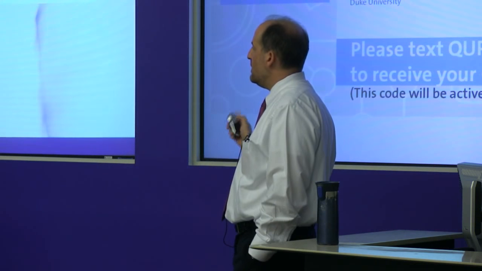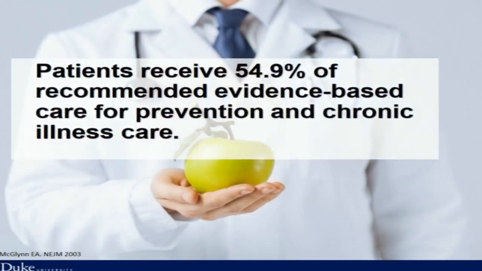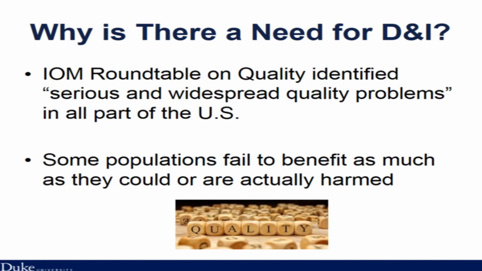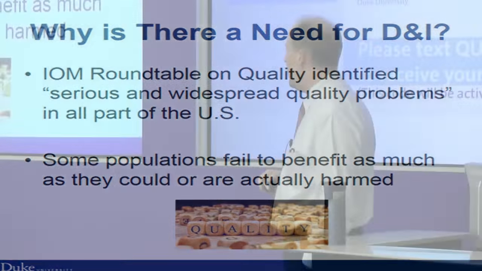I also want to emphasize that this is where dissemination comes in. Patients aren't receiving all the recommended care, so it's an opportunity for us to think about how we can use D&I to help improve outcomes. The IOM on quality found that there were serious and widespread quality problems. One of the other things I didn't go into is that with D&I we also look at variability. Understanding why there are variations in quality is important for us to think about.